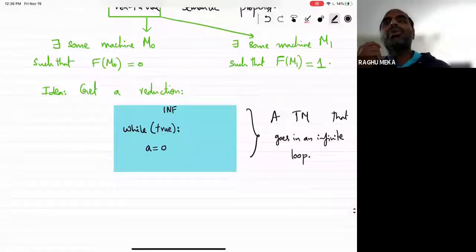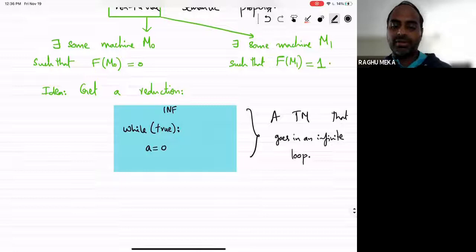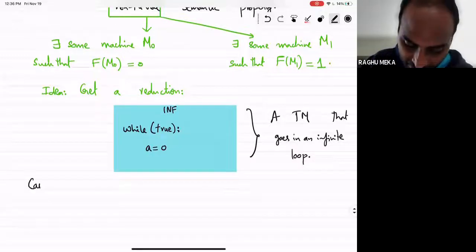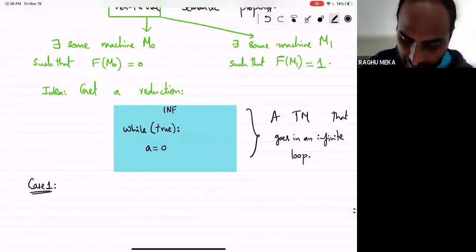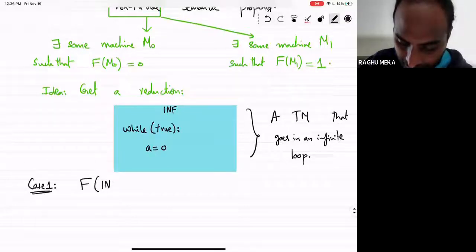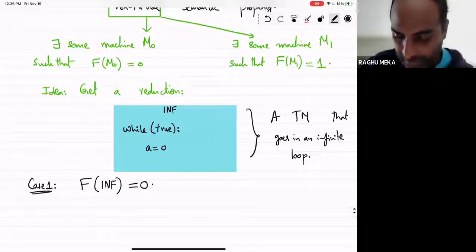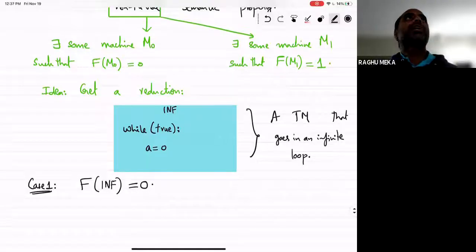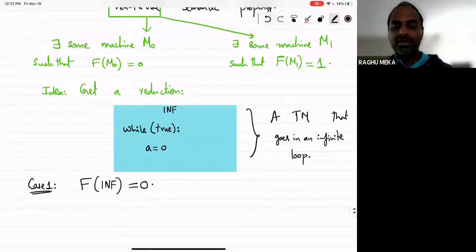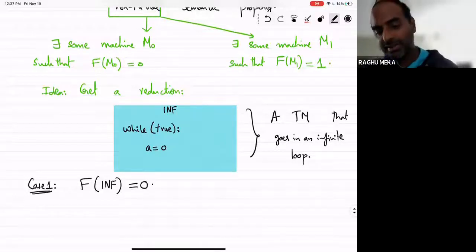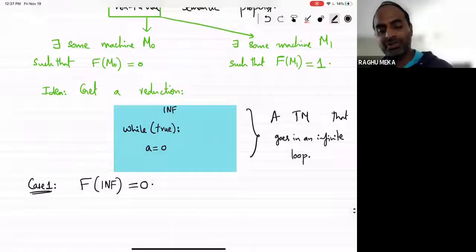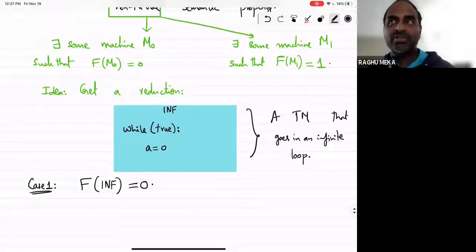Okay, and now we need a bit of a case analysis. All right, so case 1. There are two cases, right? What does F do on this function? One case is the semantic property F classifies this as 0 for whatever reason. It could also say 1, it could say 0, it doesn't matter. Okay, let's do one case and then we'll go on to the other case.